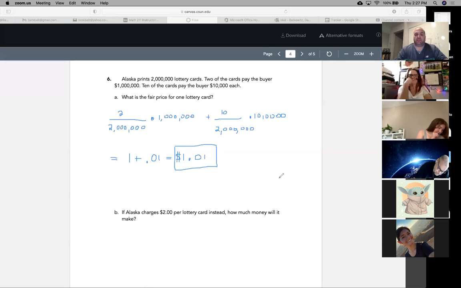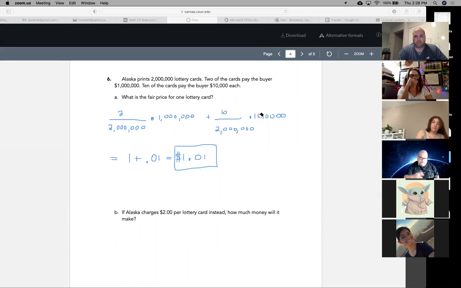Another way of seeing this is if each of the 2 million cards cost $1.01, that would be a total pay of 2,020,000. Sorry, 2 million. Sorry, did I do that correctly? Sorry, I did my math wrong. Nobody caught it. I did bad math.